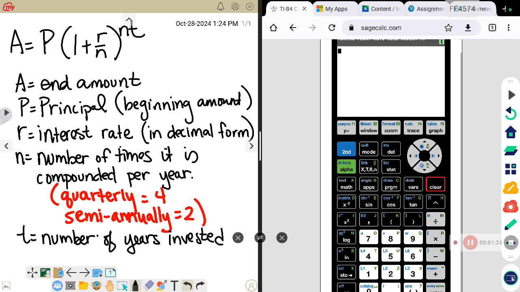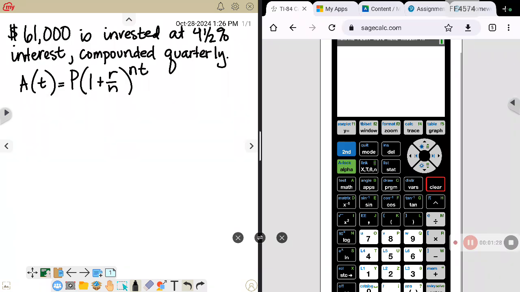So let's look at one of these problems. In this example, suppose that $61,000 is invested at 4.5% interest compounded quarterly. The first thing we're going to do is come up with a formula, and then we're going to use that formula to find out how much money is in this account after different amounts of time or years.